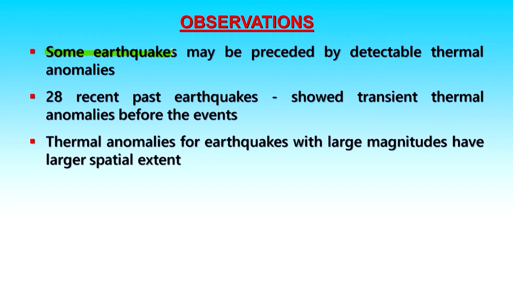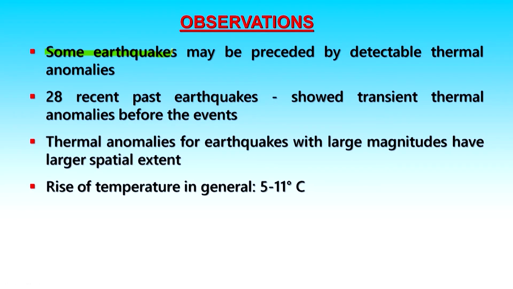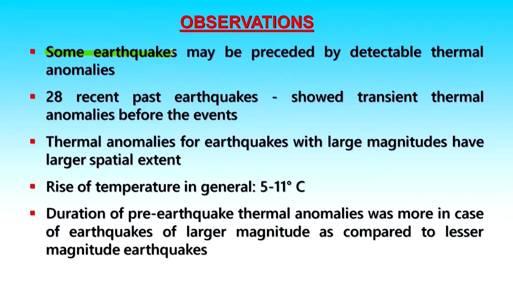This is very obvious. If the earthquake is large, higher magnitude, it will have a large anomalous region, and if the earthquake is quite shallow, it will have a smaller anomaly, but an intense anomaly. So, that is also observed. And the rise in temperature, LST, that is land surface temperature, detected or recorded by these thermal channels, ranges between 5 to 11 degrees centigrade above normal.